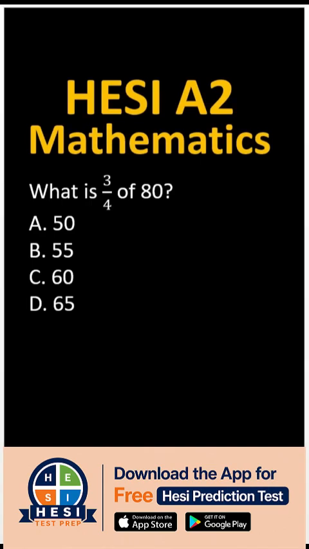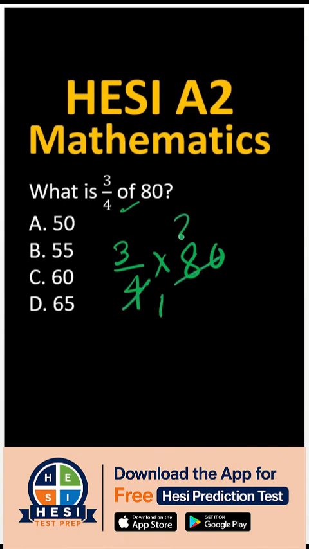So the question asks here, what is 3/4 of 80? So we need to find 3/4 of 80. In math, the word of means multiply. So we multiply 3/4 times 80. So first we divide 80 by 4. So 80 divided by 4 equals 20.